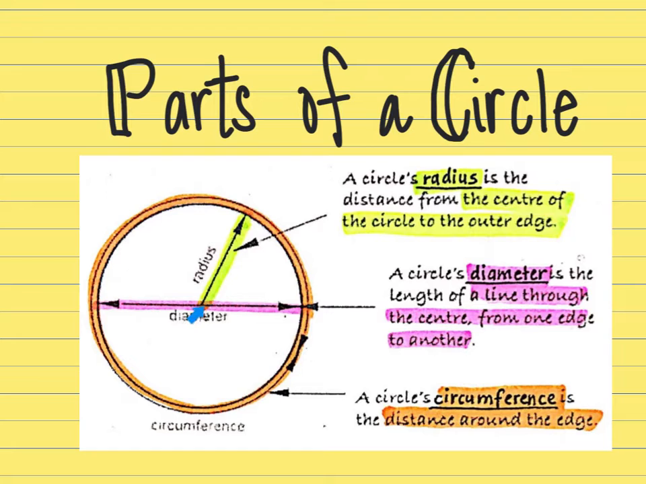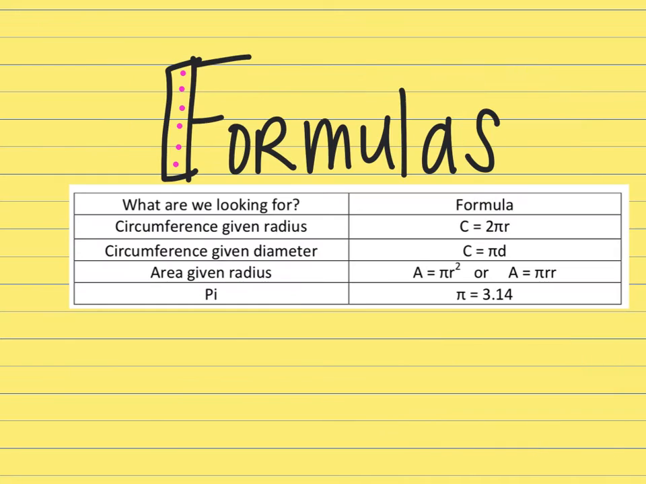The first one, with this green line, starts from the center and goes all the way to the outside edge. That's called radius. Then the pink line that goes all the way from one edge to the other is called diameter. And the distance around the outside edge of the circle is called circumference.